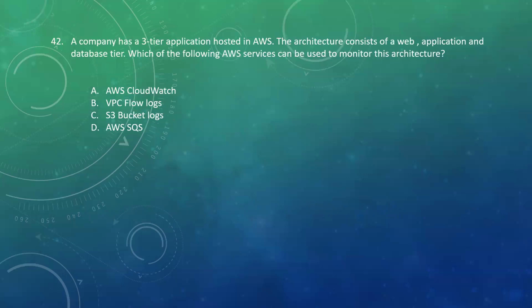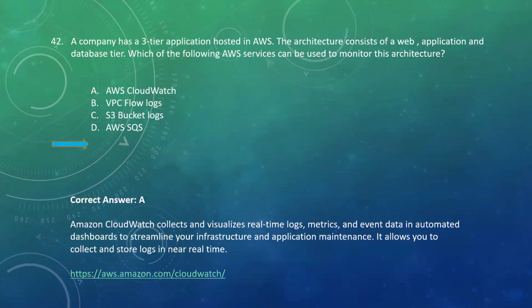A company has a 3-tier application hosted in AWS. The architecture consists of a web, application and database tier. Which of the following AWS services can be used to monitor this architecture? Your options are A, AWS CloudWatch, B, VPC Flow Logs, C, S3 Bucket Logs, D, AWS SQS.